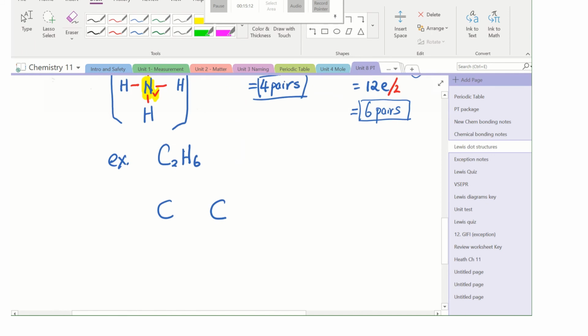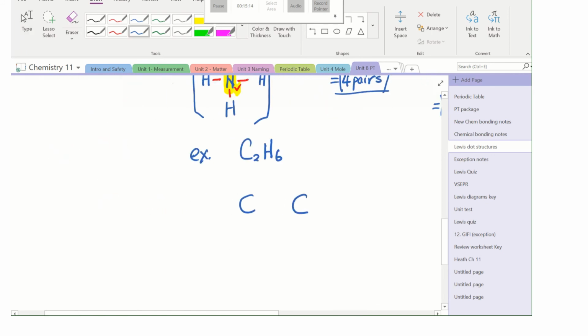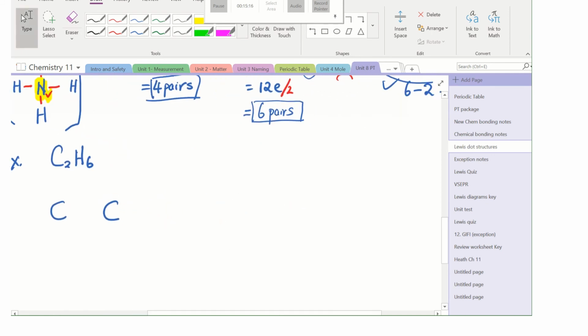So again, you are going to try to make everything, oh, what's going on with my screen? Sorry about that. Make everything as symmetrical as you can. Okay, so 3 each, like this. Step number 2, we're going to count the valence electrons. So 2 carbon, 2 times 4, 4 each. So that would give me a total of 8.